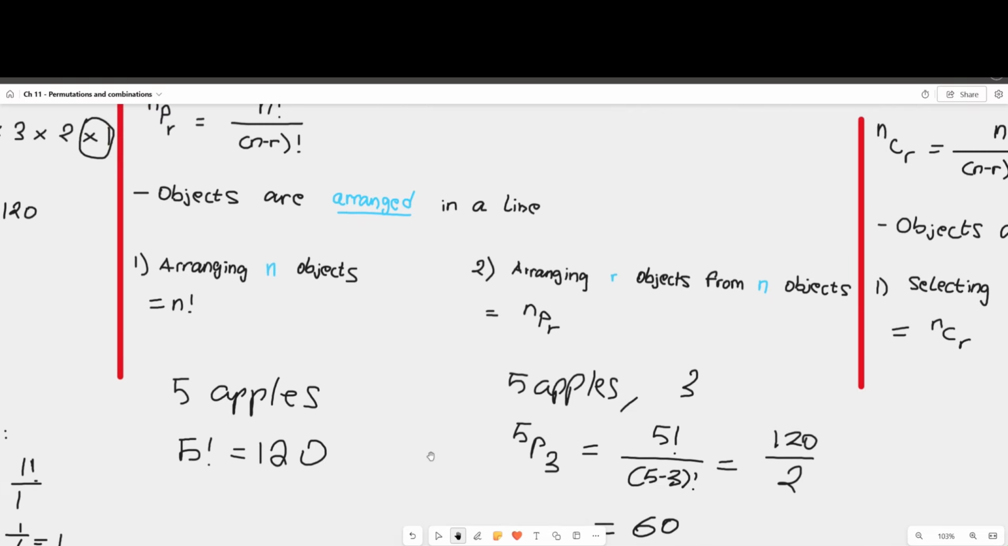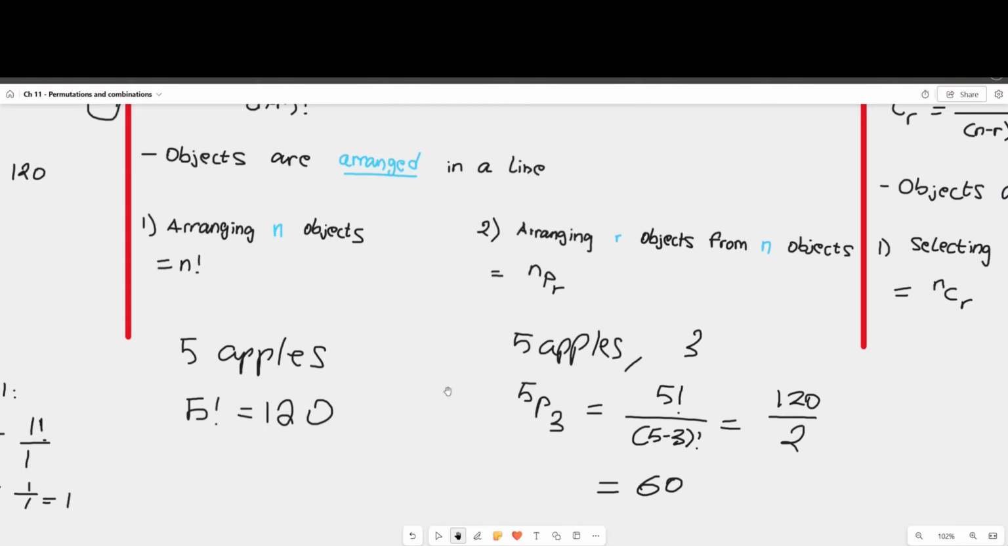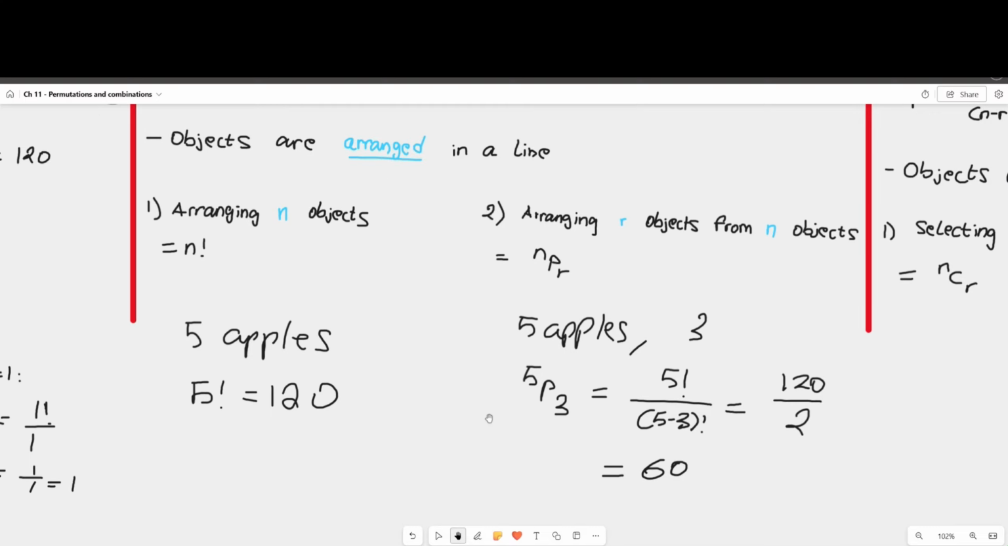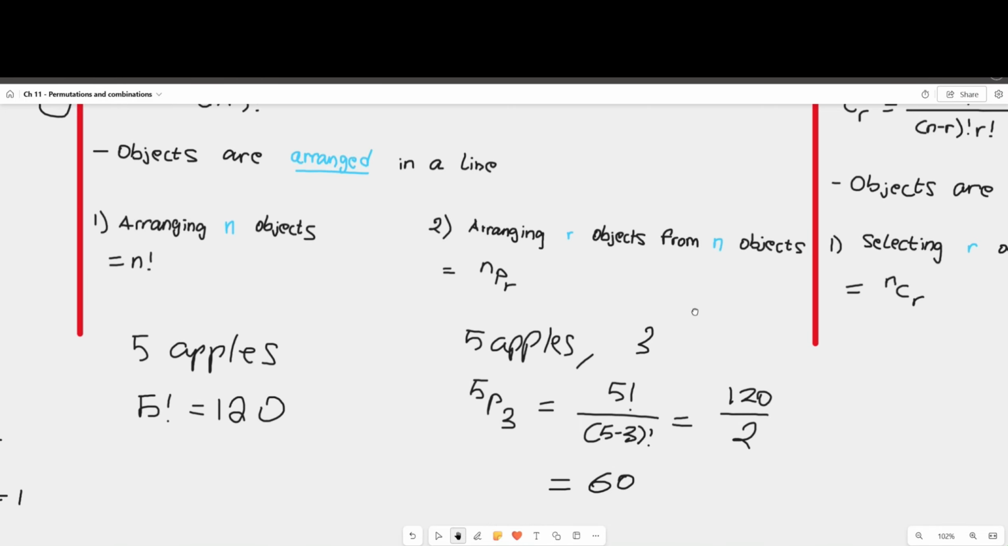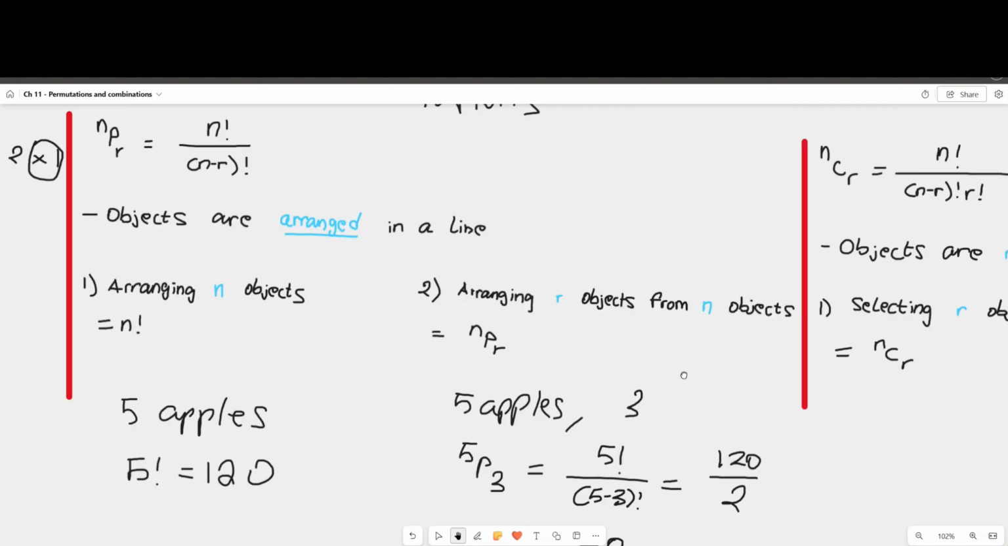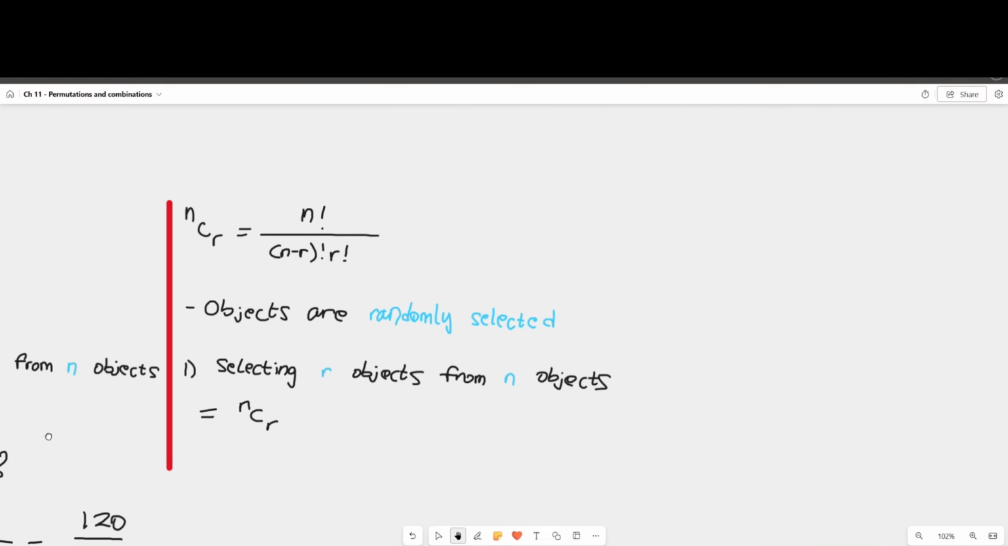Different is a keyword here because there's actually a different condition when the apples are all the same, but that is currently out of syllabus for you. That is a part of the AS level math syllabus, which if you continue with Cambridge you'll be doing next year.